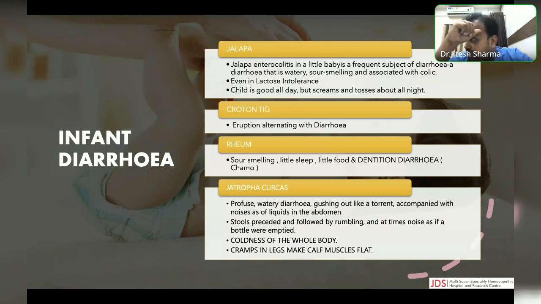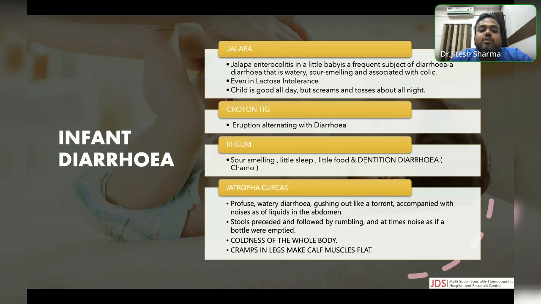Even for lactose intolerant babies, where new mothers have been asked to stop their feeds and put the child on artificial feed because the child cannot digest it, this is the first drug to be administered. So Jalapa has that much strong action where it controls diarrhea right away.